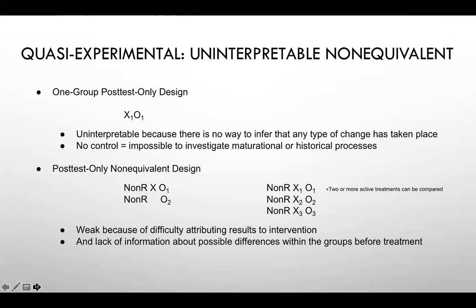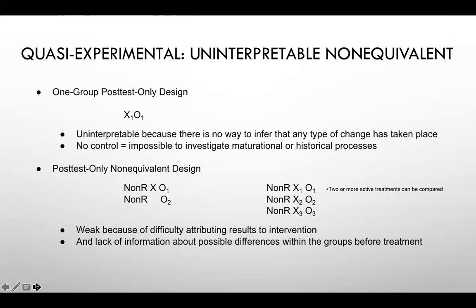because there's no way to infer that any type of change had actually taken place, because there was no observation in the beginning. So no control means that it's impossible to investigate for maturational or historical processes. Over post-test only non-equivalent design, these are two different types of post-test only non-equivalent design. In the group on the right, one is compared to a control group, but you don't necessarily need a control group for this type of design.